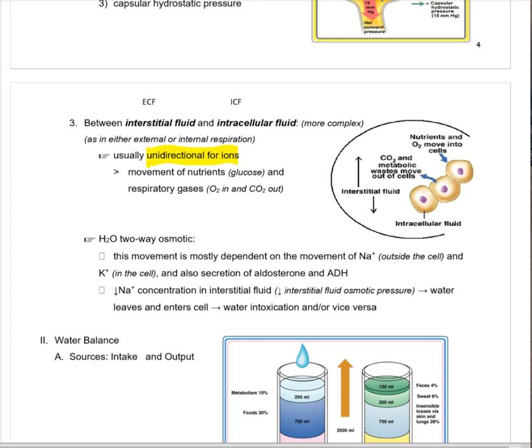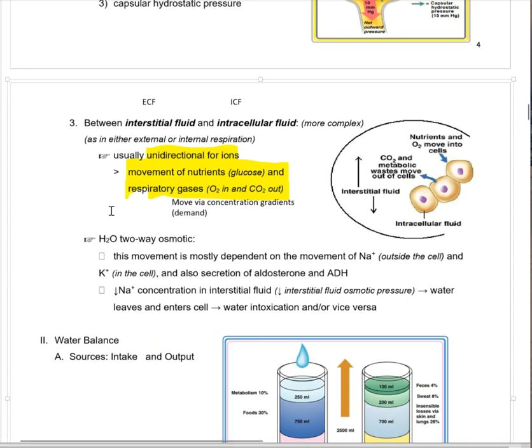If it's moving passively. Movement of nutrients, glucose, and respiratory gases in and out is going to depend on demand, right? This is going to move via concentration gradients. And one way to think about that is demand. So if you have low oxygen somewhere and you need more oxygen, and you have higher oxygen in the blood, oxygen will diffuse out, right? So we've talked about that a little in 232.